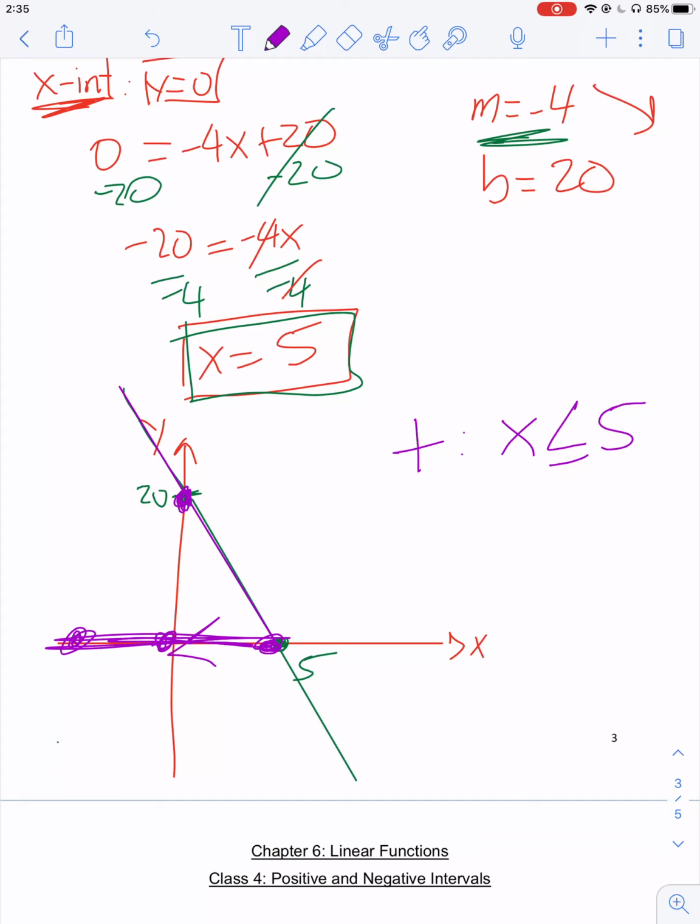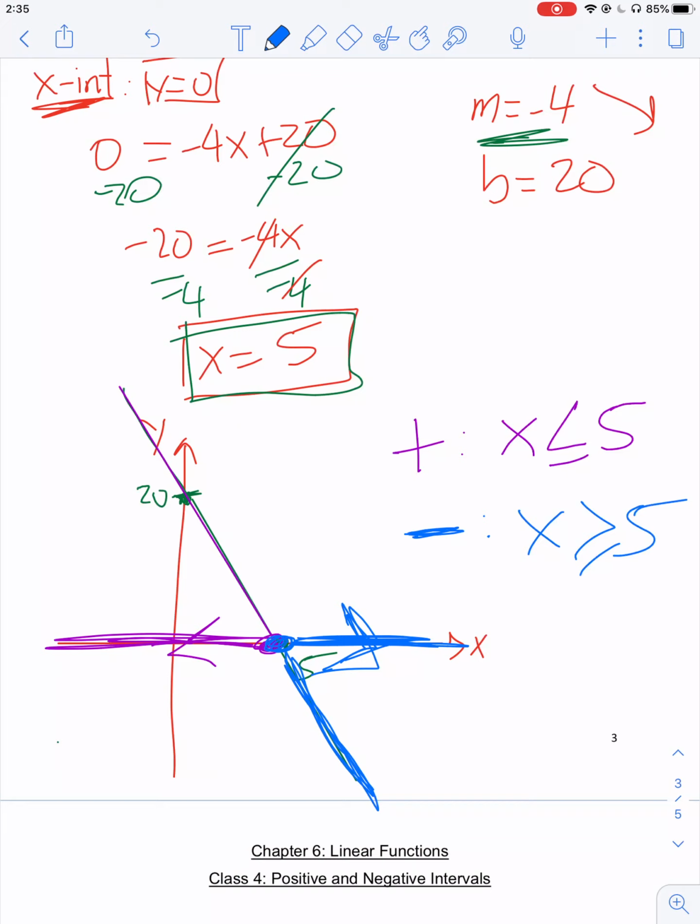In a similar fashion, my function will be negative when my y values are negative. So this is where my function is negative. The y values of my function are negative here. But for which x values are my y values negative? For all these x values, my function is negative. It starts at this point and it's moving in the right direction. So I'm just going to put this symbol for negative. As long as my x values start at 5 and are getting bigger because it's moving in the right direction, so x has to be greater than or equal to 5.